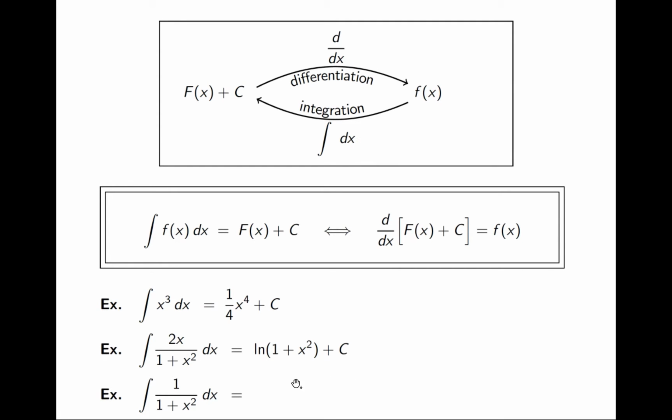The integral of 1 over 1 plus x squared dx. That would stand for the set of all antiderivatives of 1 over 1 plus x squared, the set of all functions whose derivatives are this. Oh, well, how about tangent inverse of x? Its derivative is 1 over 1 plus x squared, and add on a c, and we've got the set of all antiderivatives of 1 over 1 plus x squared.